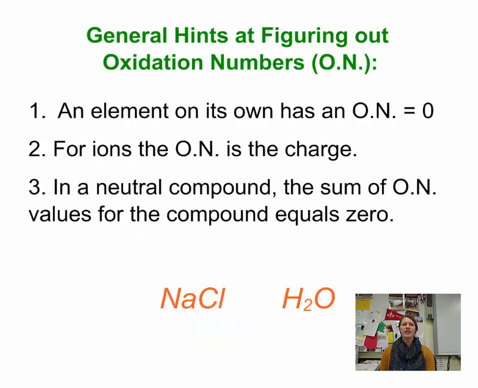The third hint for figuring out oxidation numbers in an equation is in a neutral compound, such as these 2 examples we have listed, the sum of the oxidation number values are equal to 0. And this is what we've been practicing all along as we've been working on ions and ionic compounds. So here, sodium would have a +1 and chlorine would have a -1, and those balance out to 0. Here, hydrogen would have a +1, but because of its subscript, we remember that's kind of a ×2, right? And then the oxygen would have a -2. So overall, they balance to 0.